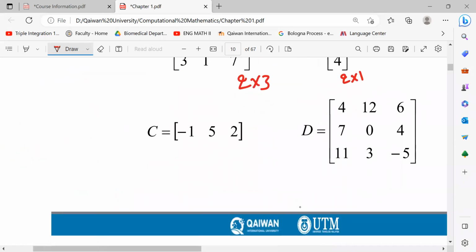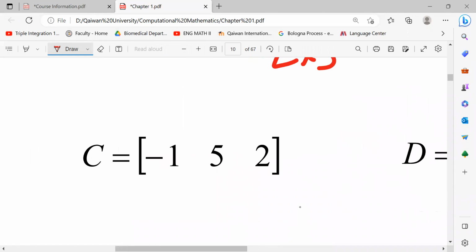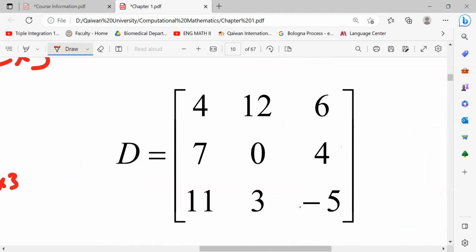And if it is in this shape, it's called a row vector. How many rows do you have? 1. And columns? 3. If it's 1 by 2, 1 by 3, 1 by 4, 1 by n, this is called a row vector. But if it's a column, we say it is a column vector, and for the row, a row vector.